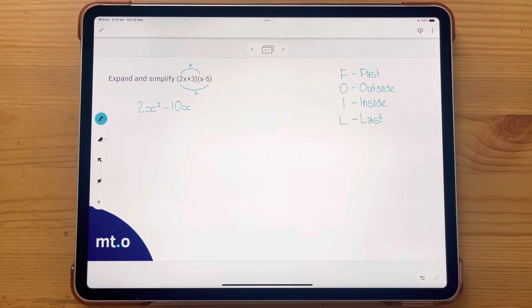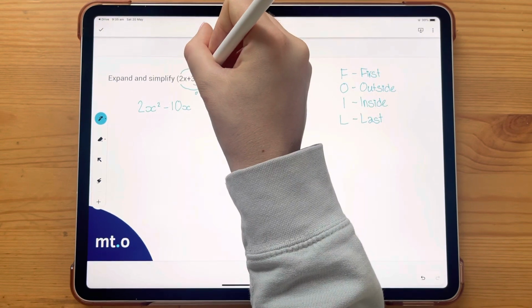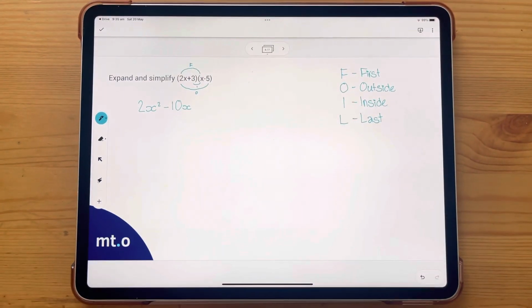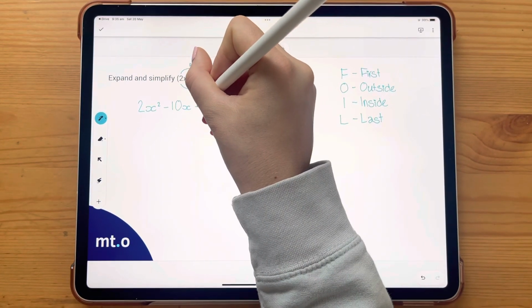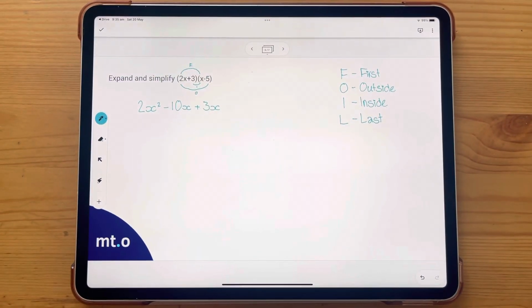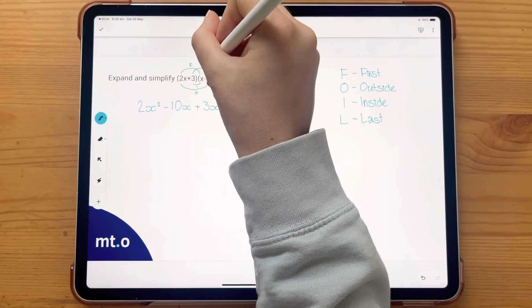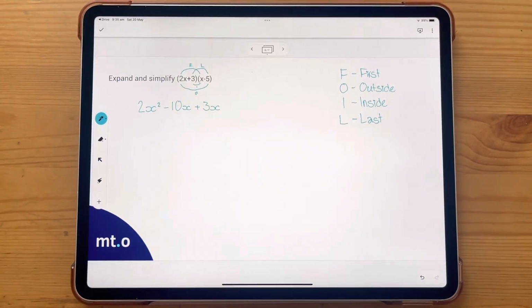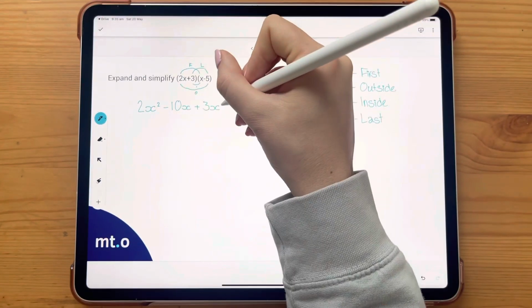Now we need to do the I for inside, so we've got 3 multiplied by x, and they're both positive, so it's going to be a plus. So we've got plus 3x. And then finally, we've got plus 3 multiplied by minus 5. So that's going to give us minus 15.